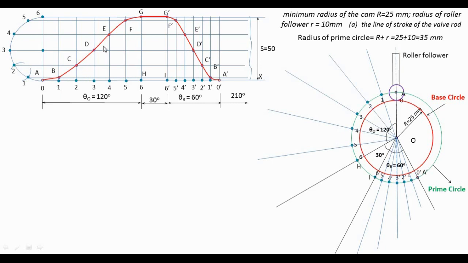These vertical lines represent the lift of the follower, and these lines represent the angle traced by the cam. Here the cam is rotating in clockwise direction. They have not mentioned any condition like that, but we need to assume some case. So we have assumed that the cam is rotating in clockwise direction. That is why we have divided the angle in anti-clockwise manner. So let us plot the points.